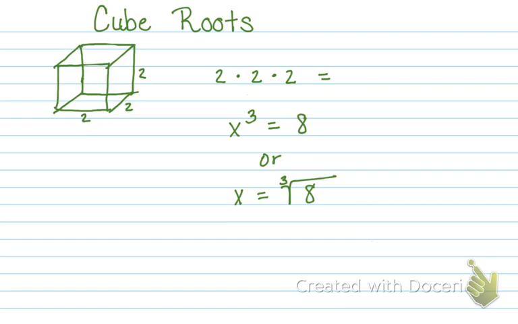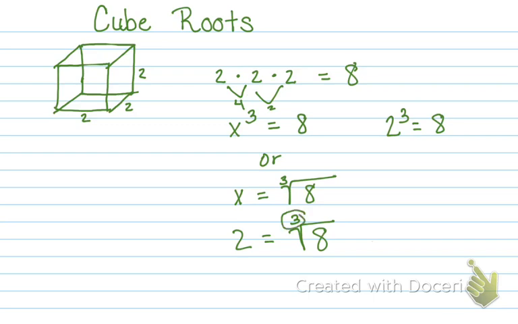This cube is 2 by 2 by 2. If we wanted to find the volume of this cube, we would do 2 times 2 times 2. 2 times 2 gives us 4. 4 times 2 gives us 8. So we know that 2 times 2 times 2 is 8. That's the same thing as saying the number, which I called x, cubed equals 8. So in our case, 2 cubed equals 8. We also could think about the cube root of 8 is x, or 2 is the cube root of 8.